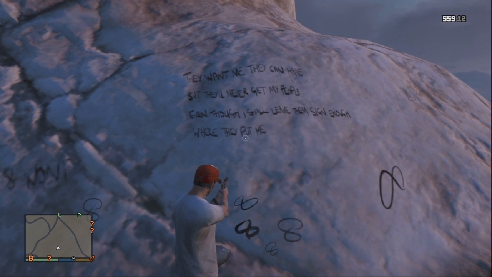referring to by saying "they will never get my people" is that the police will never find the bodies of his victims. He then finishes up the rhyme by saying, "Even though I shall leave them sign enough where they put me." If we remember from the article, he was placed in Bowling Penitentiary, which means the next clue to this mystery will be located there.